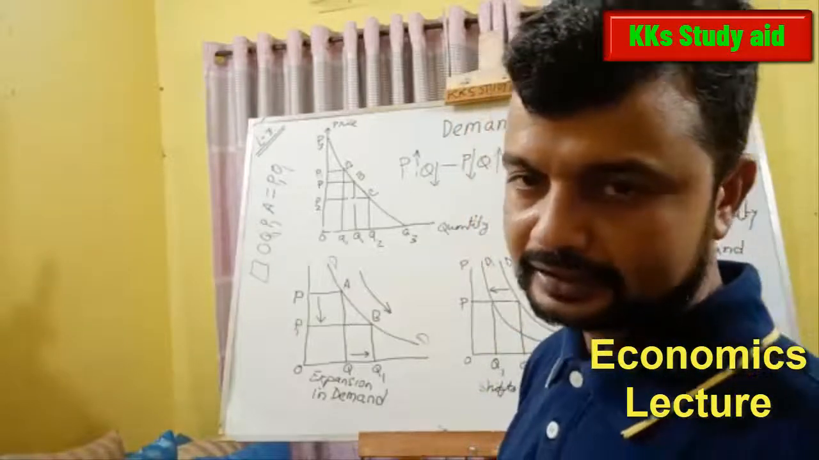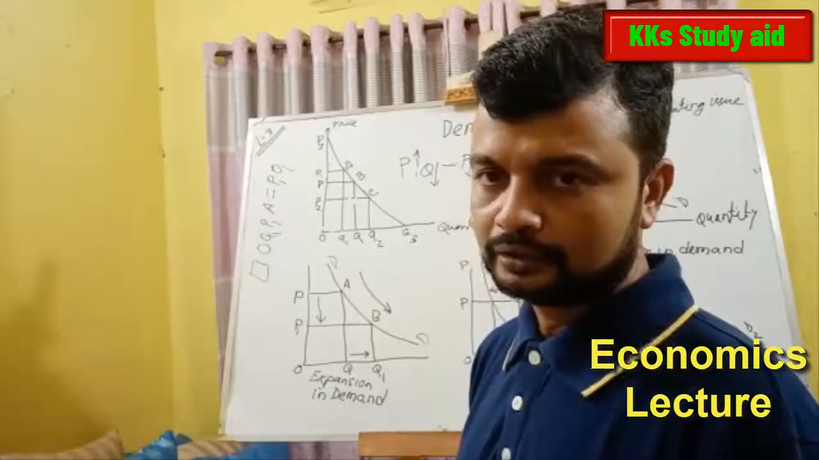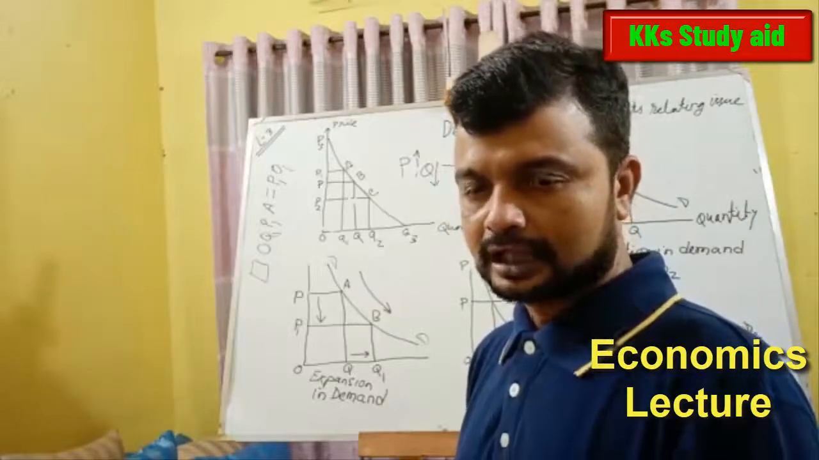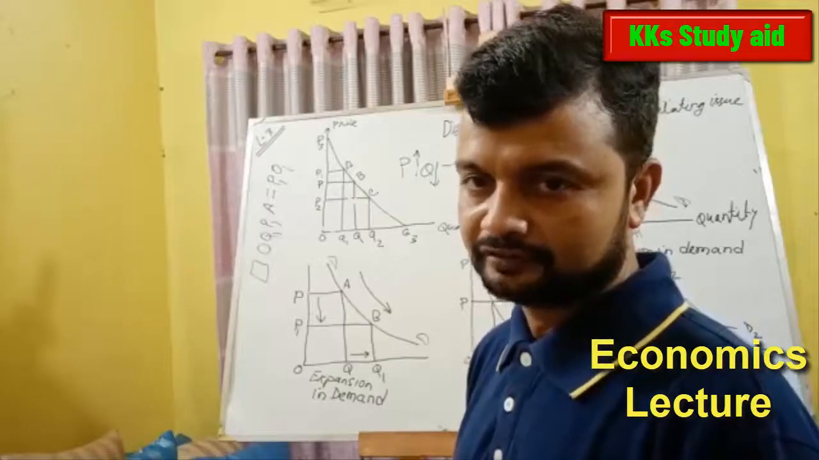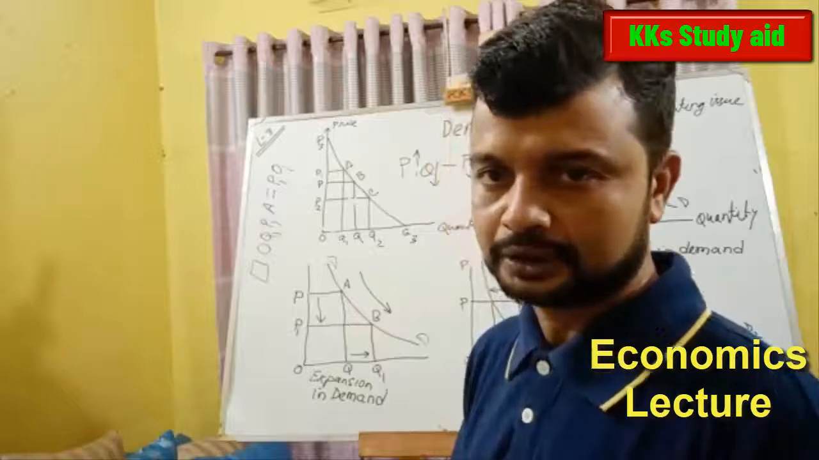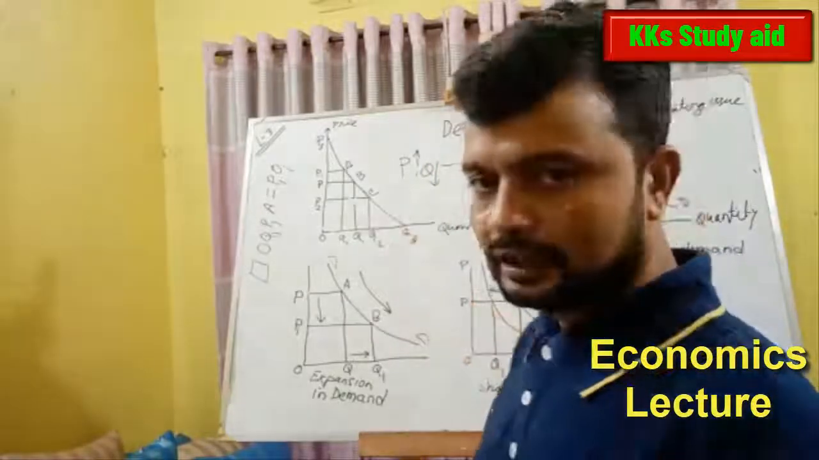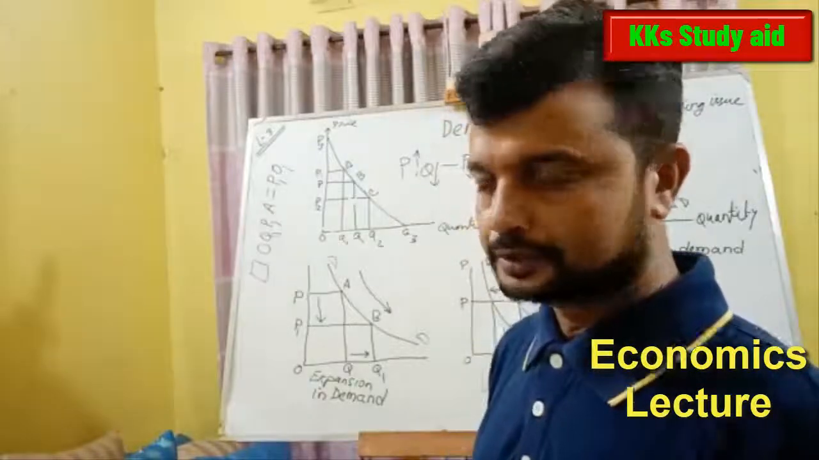Very simply, we can answer this question this way: the demand curve slopes down due to the income effect along with the substitution effect and the action of the law of diminishing marginal utility. So my dear friends, these are all about typical demand curves.